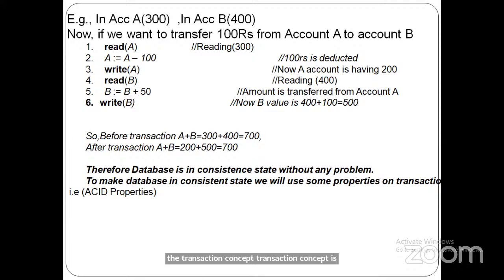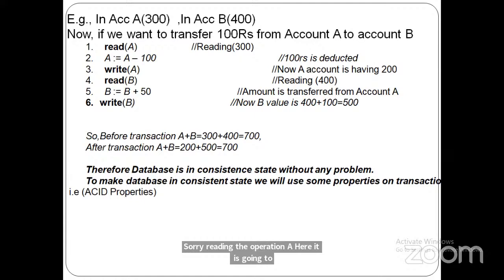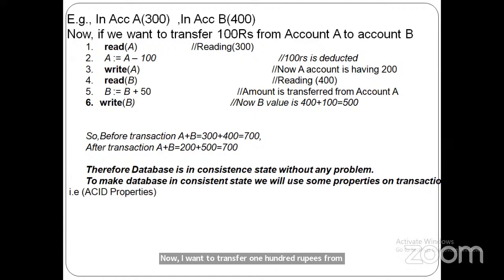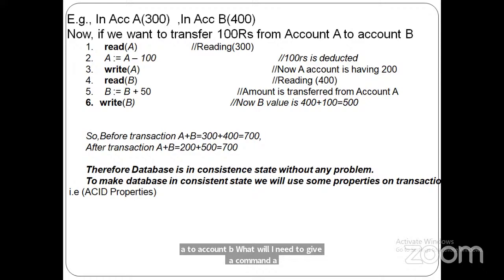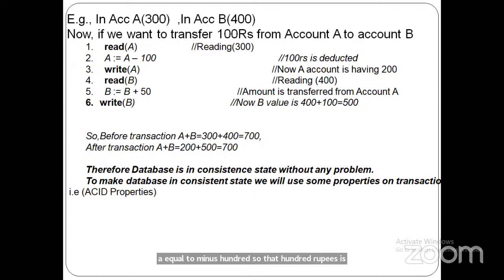A transaction is a unit of program whose execution may change the contents of the database. Example: in account A 300 is there, in account B 400 is there. Now if I want to transfer 100 rupees from account A to account B, what will happen? First I need to read A. Reading operation A reads 300 from account A. Now I want to transfer 100 rupees, so I give the command A equal to A minus 100, so that 100 rupees is deducted. Next, the third step, write A. Now account A has 200.